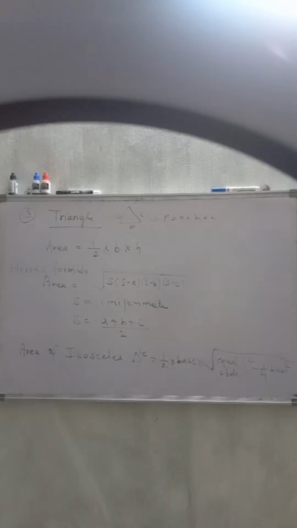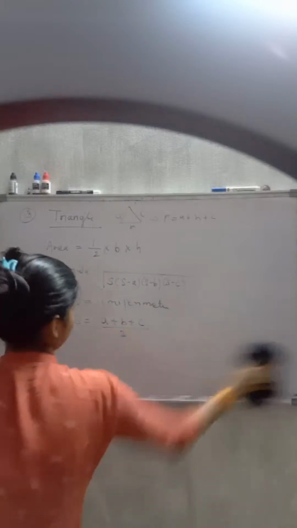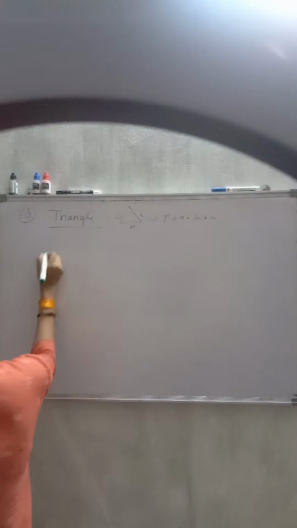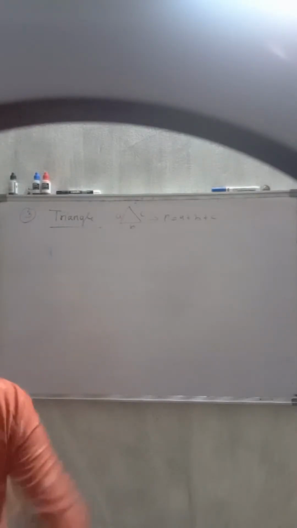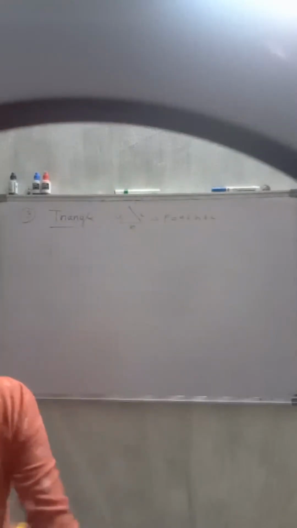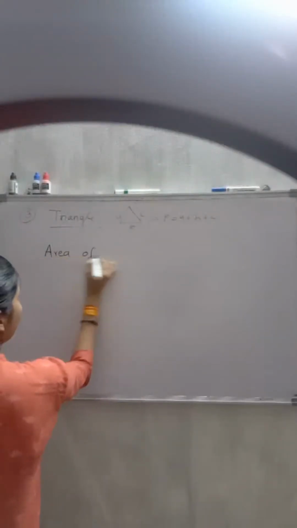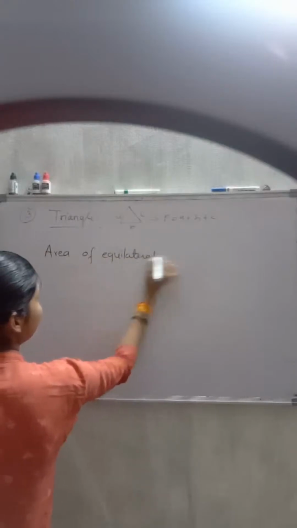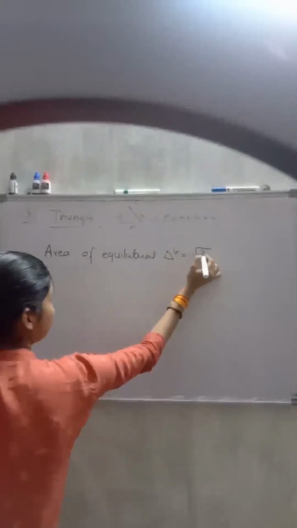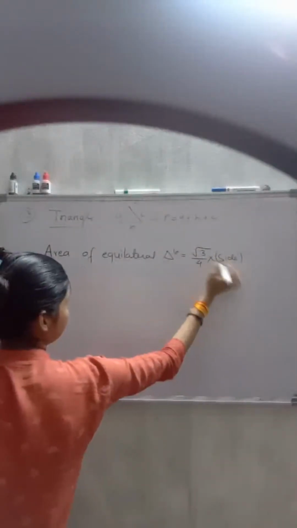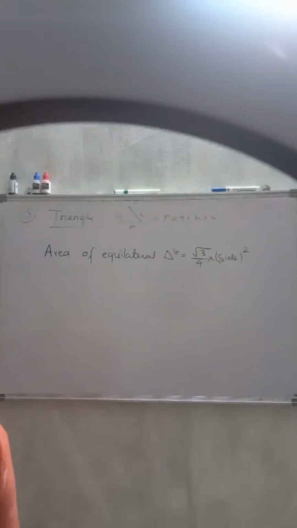Now next is equilateral triangle. Equilateral triangle, the triangle in which all three sides are equal. So the formula for finding area of equilateral triangle will be root 3 by 4 into side square. Area of equilateral triangle will be root 3 by 4 into side square.